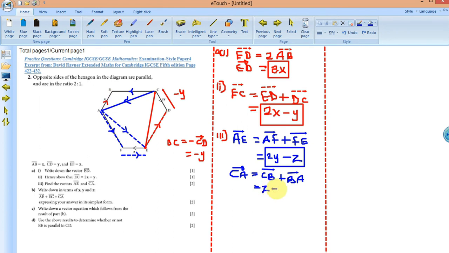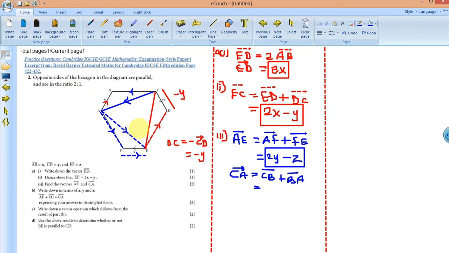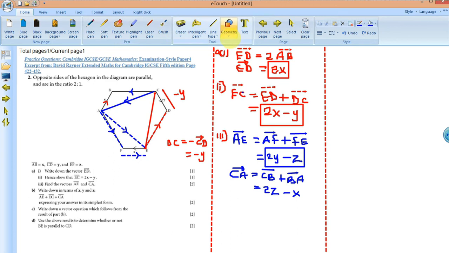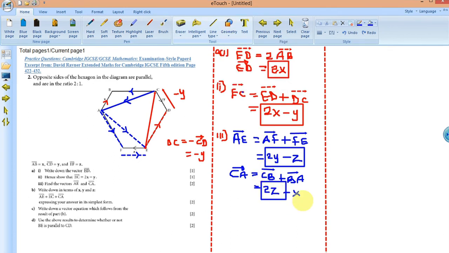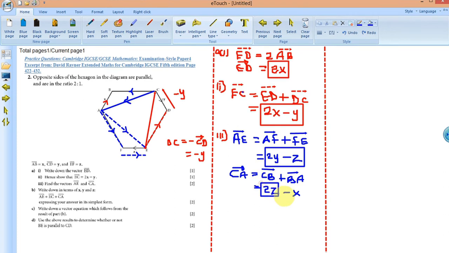Don't forget, for some reason I just omitted the ratio. That's twice of this, so that will be 2Z, because I think that is ratio 2 to 1. From the question, 2Z, because it's parallel to FE and it's twice. Then minus X, that is BA. So let me put that in a rectangular box. That's 2Z minus X.